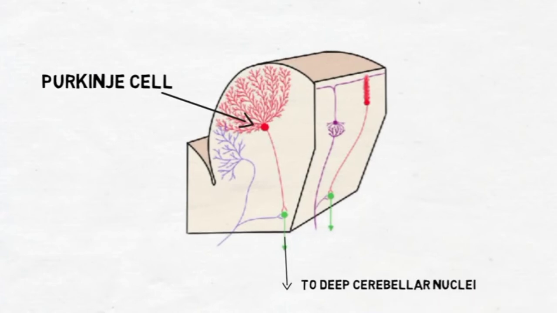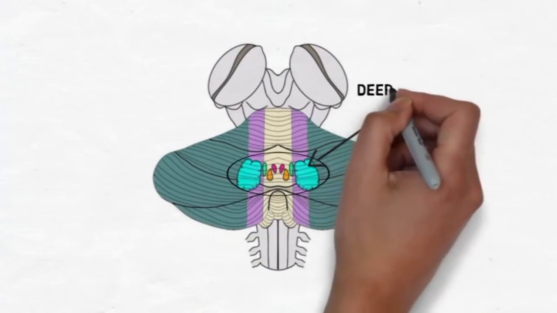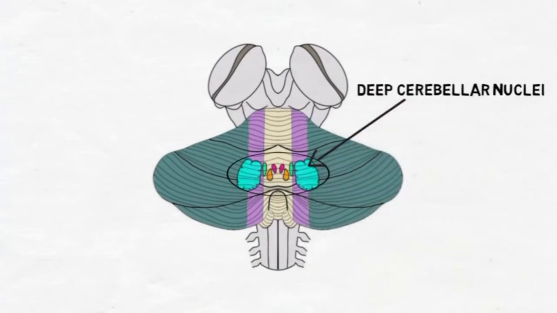The deep cerebellar nuclei send the information to various areas in the brainstem and thalamus that then can influence motor areas of the cortex or descending motor tracts to modify movements.